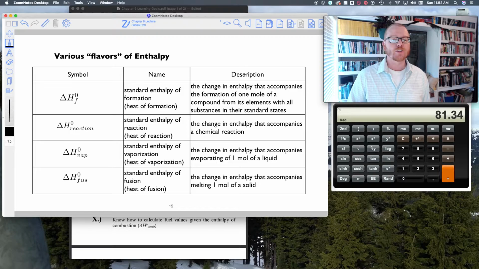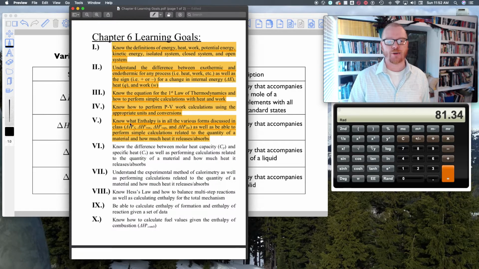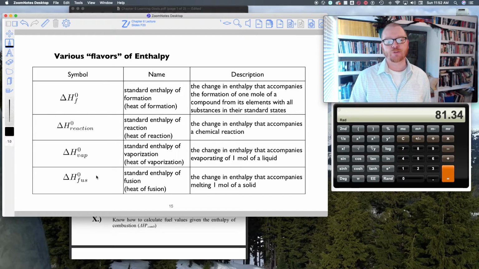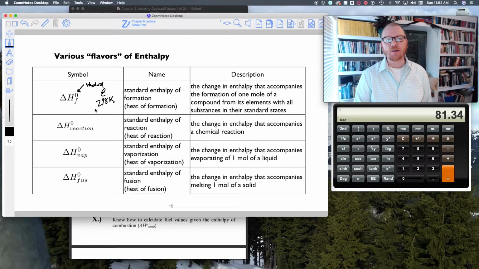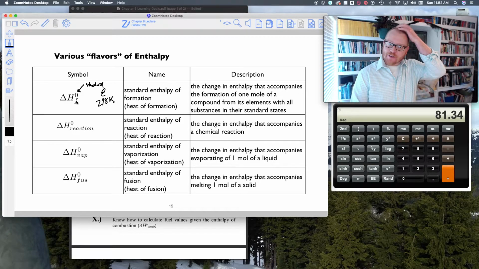Okay? So here are all of our various flavors of enthalpy. I'll remind you, that's what we talked about in the learning goals. Know what enthalpy is in all of its various forms. Okay? So here are 4 examples that I'm going to give you. There's the standard enthalpy of formation, the heat of formation, delta HF. This little 0 right here means standard. And that standard means it's occurring at room temperature. Okay? So that is the heat that would be released for this reaction at 298 K. So when we see that little superscript 0, that means standard. That little F in this case for this flavor means formation.